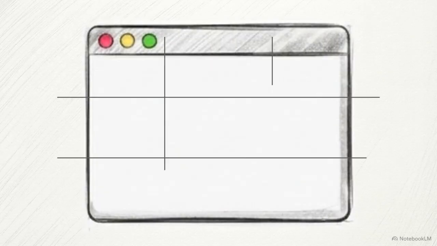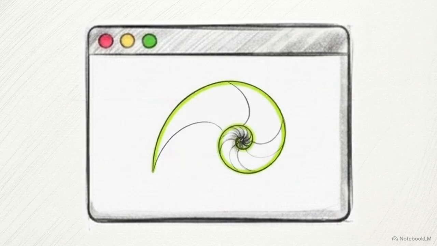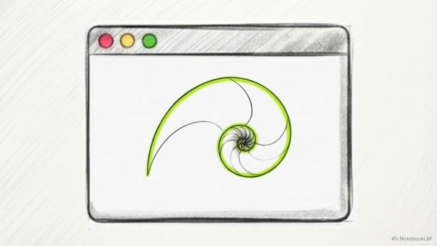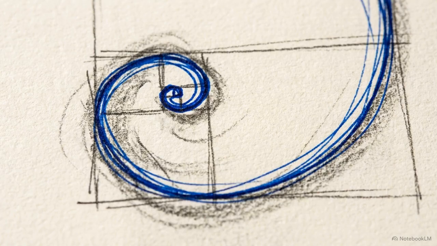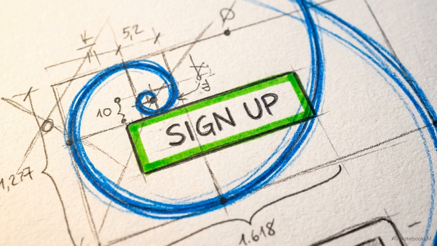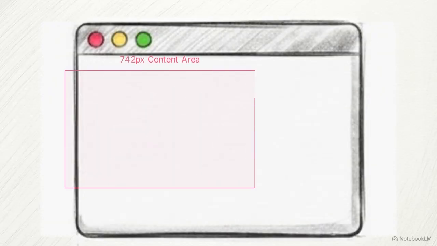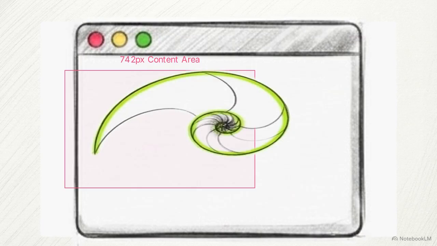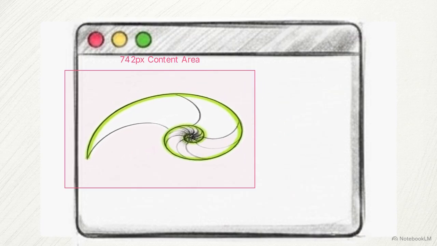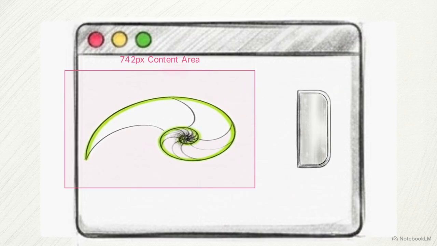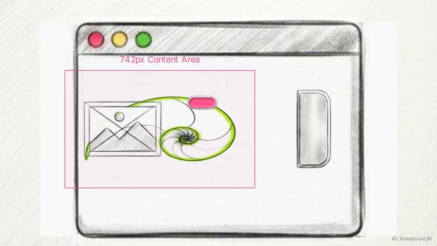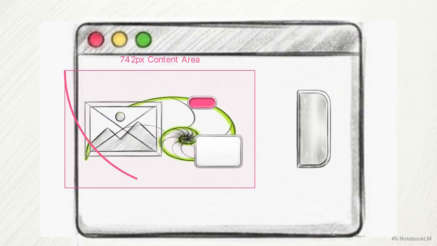While the rule of thirds uses a static grid, the Fibonacci spiral provides a dynamic path for the eye to follow. The origin point of the spiral, its tightest coil, serves as the natural anchor for the page's most critical element. To use this tool, overlay the transparent spiral onto our 742-pixel content area, scaling the outer curve to the container boundaries. Position your primary call to action inside the center of that origin point. Finally, align supporting elements along the spiral's sweeping arc.